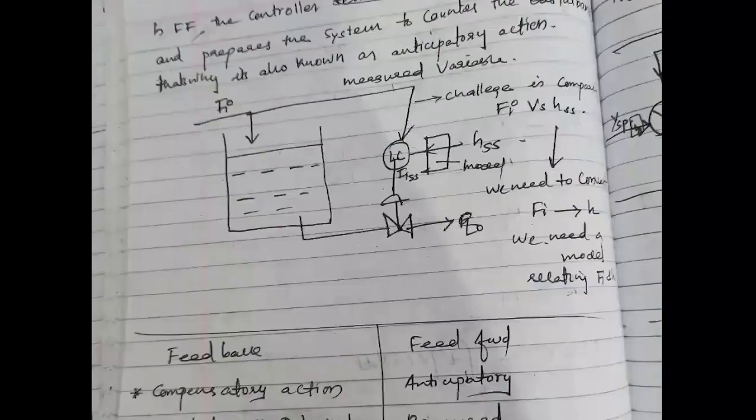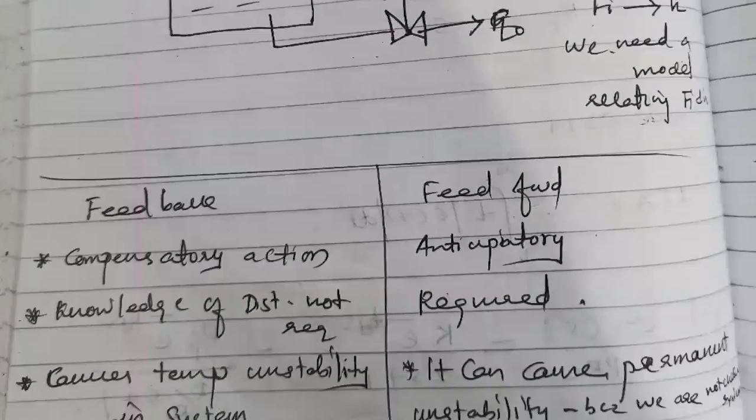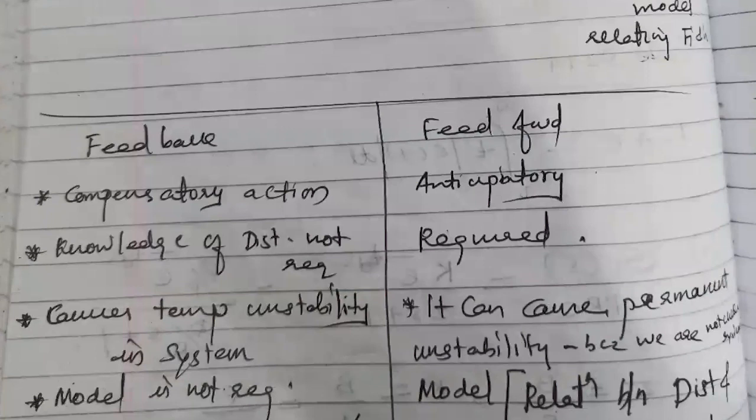So if you see the feed forward controller, you can read it if you want. Feed forward controller senses the change in disturbance and prepares the system to counter the disturbances. That's why it is known as anticipatory action. These kinds of things we have already written. So feedback is our compensatory action, and feed forward is our anticipatory action.